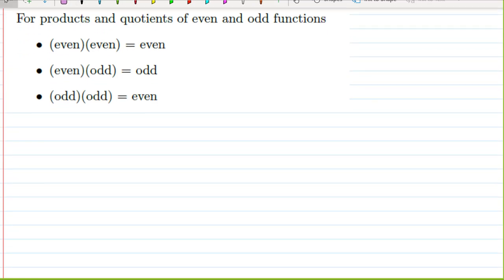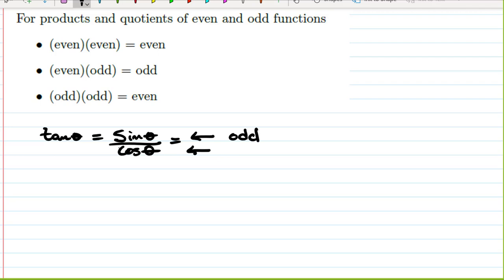So using this, we can figure out if tangent is even or odd. We know that tangent theta, by definition, is the same as sine theta over cosine theta. And from what we just saw, we know that sine is odd, and we know cosine is even. So an odd divided by an even is going to be odd. That tells us, by definition, that tangent theta is going to be an odd function.